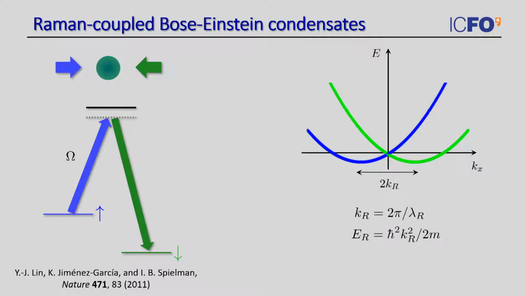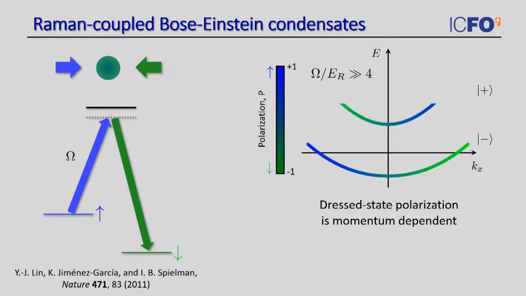But now when we put the coupling between the two states, what happens is that we go to the dressed state picture, so we get some new atom-photon dressed states that I depict here, and if the coupling is big enough, then these states just get a new parabolic dispersion relation, and the only particularity that they have is that their spin composition, so their polarization, becomes momentum dependent. And this I have encoded in the color scale here of these curves.